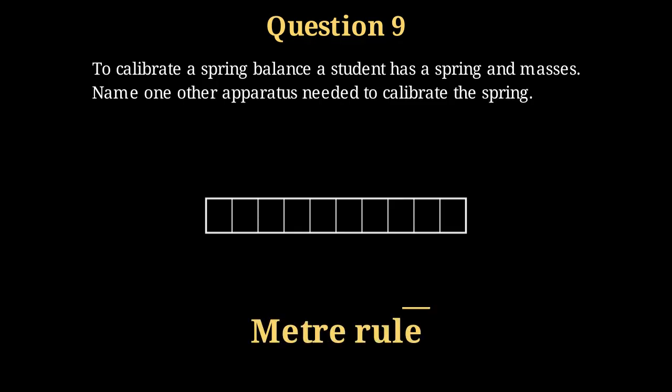That instrument is a meter rule. It measures each extension so the student can mark the calibrated scale on the balance. Well done.